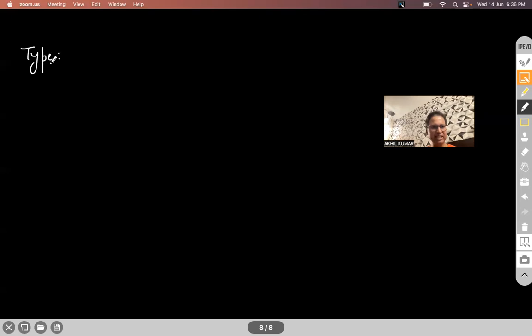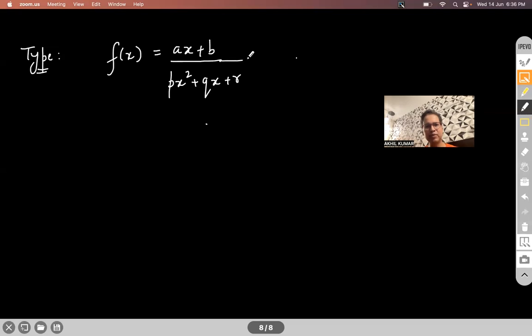The next type that I'm going to address very quickly is where you have a linear by quadratic. Linear upon quadratic. So let me take a quadratic as px square plus qx plus r. Now again, I'll just take a problem to explain this idea. And the process is very similar to whatever we have done so far. Nothing very difficult, nothing very out of the box we are going to do here. Let's take an example question.